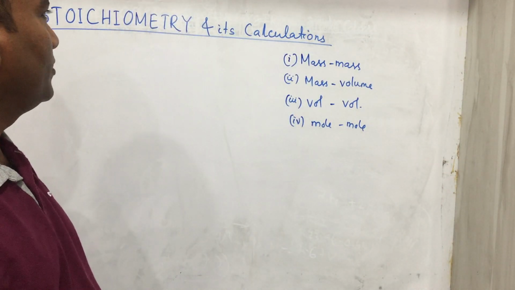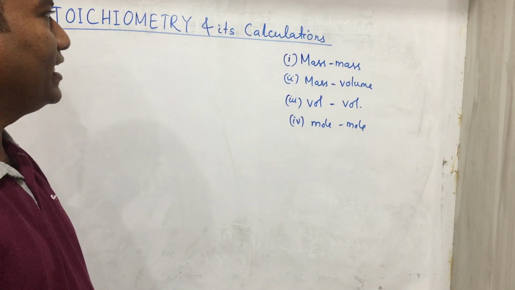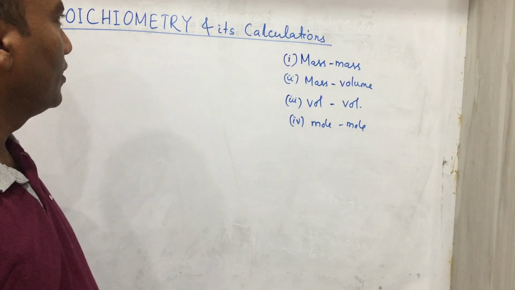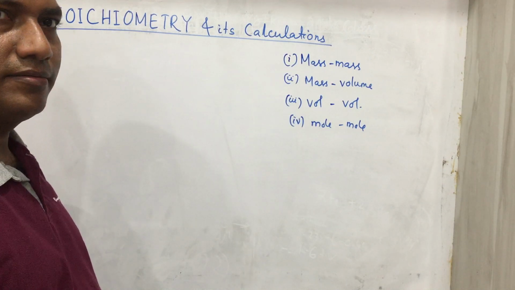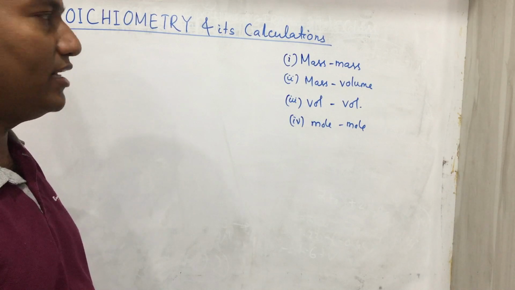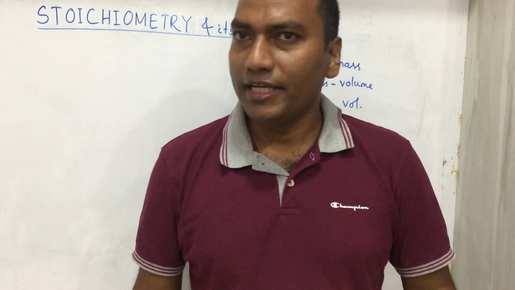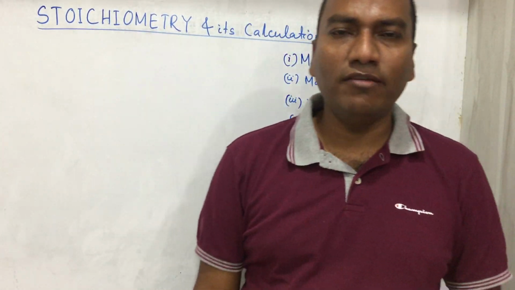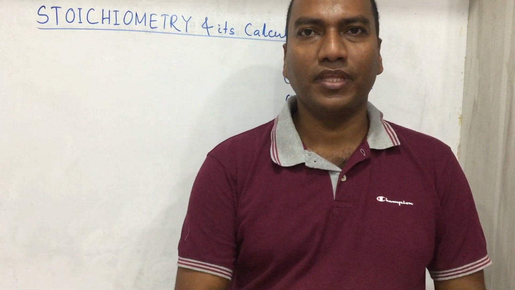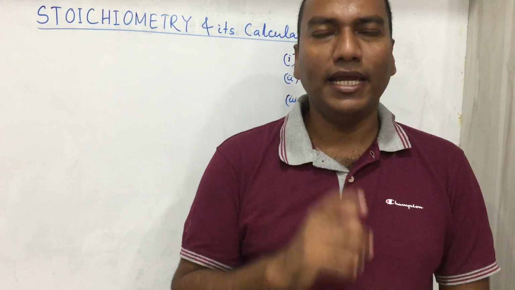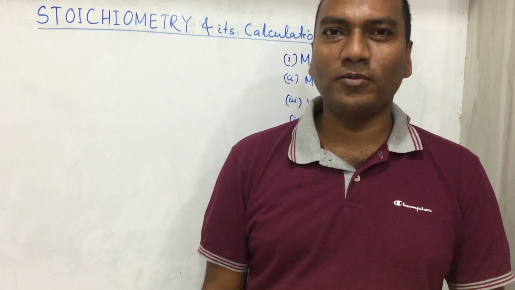So in this class we will read what you mean by stoichiometry and its calculations. Stoichiometry and its calculations. So stoichiometry means, actually this word is derived from the Greek words stoikon and metry. Stoikon means mass and metry means measurement. So stoichiometry means measurement of mass.